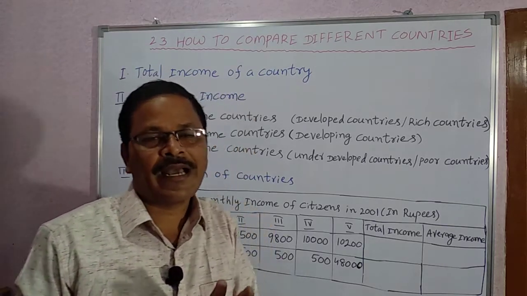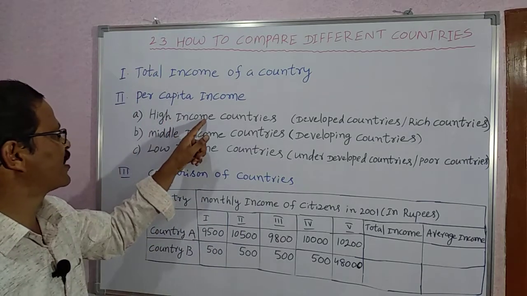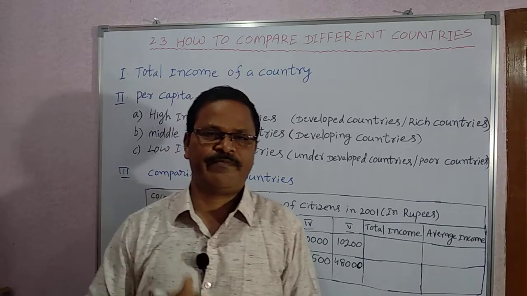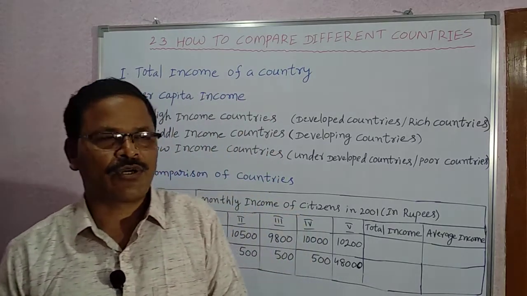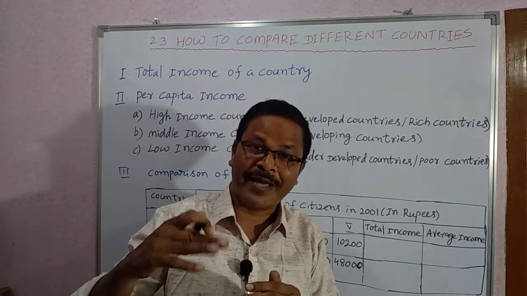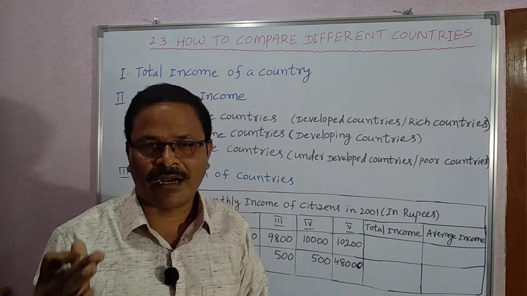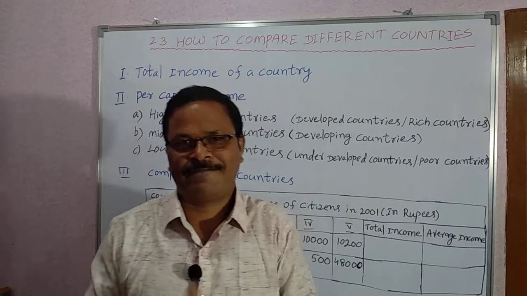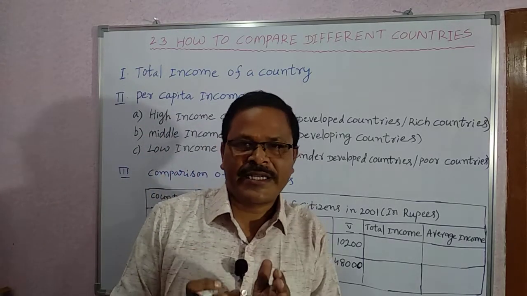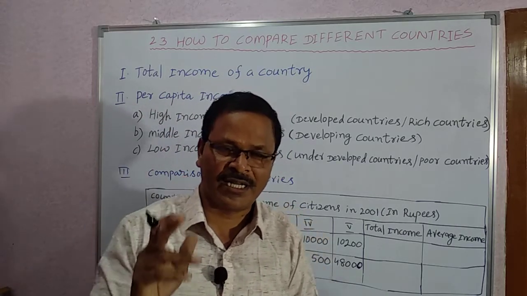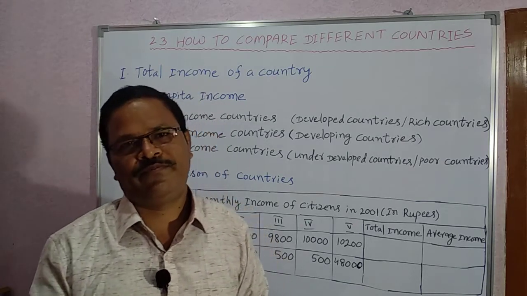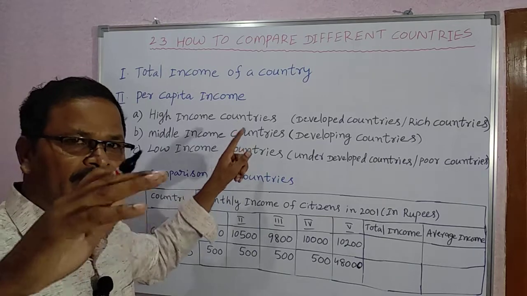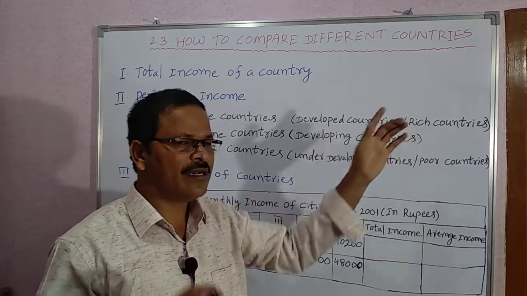Now let us know what is a high income country. Listen to me carefully. Countries with per capita income of $12,600 US or above per annum in 2012 are called high income countries. Per annum means per year. High income countries are also called developed countries or rich countries.